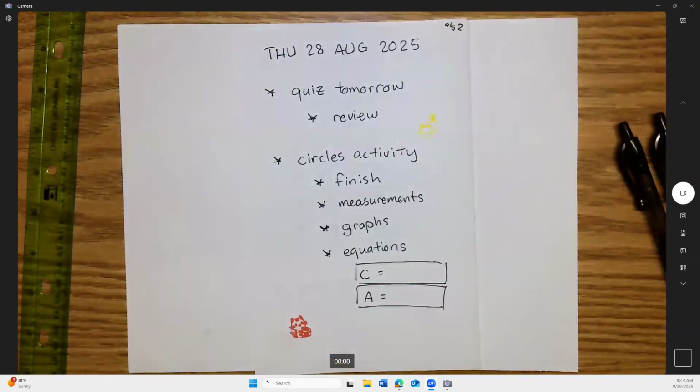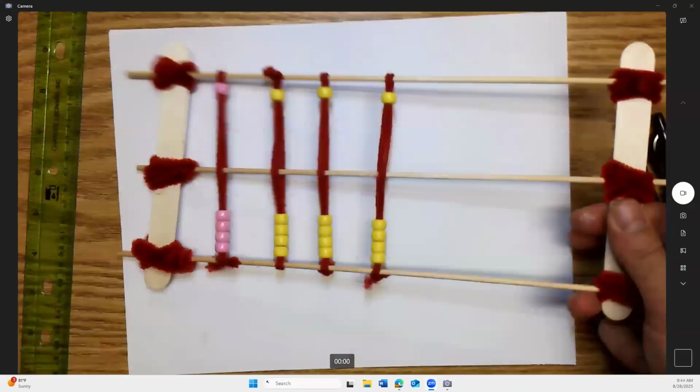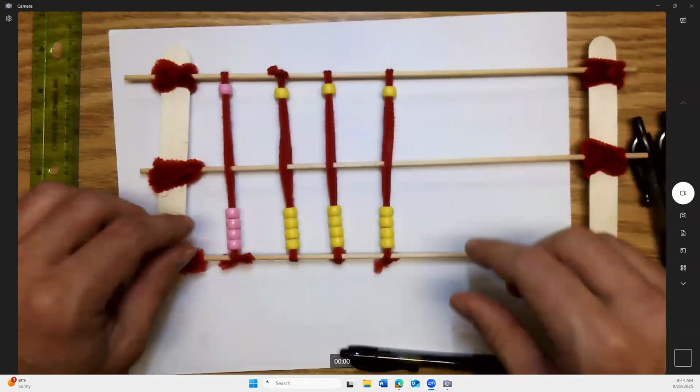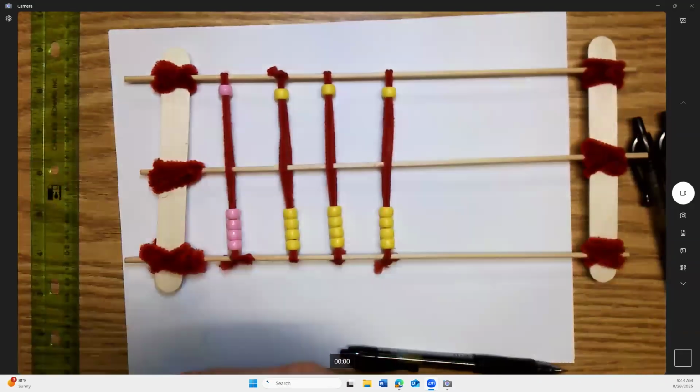Quiz review. All right, so what's coming on the quiz is just every day you've been here, go home and write 1 or 2 things. So let's go back to this abacus. Say it's set up.